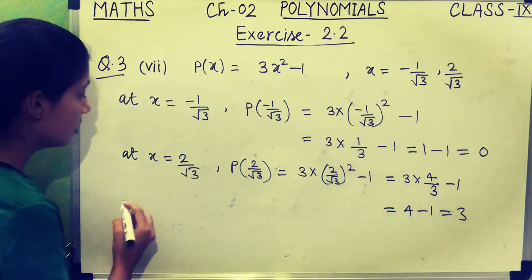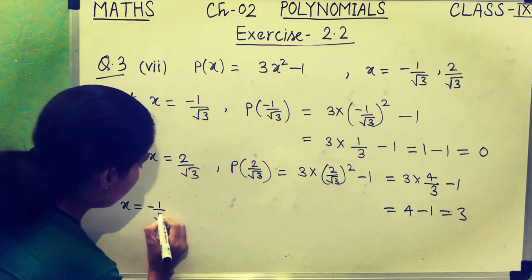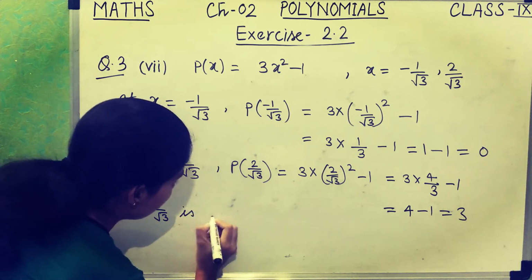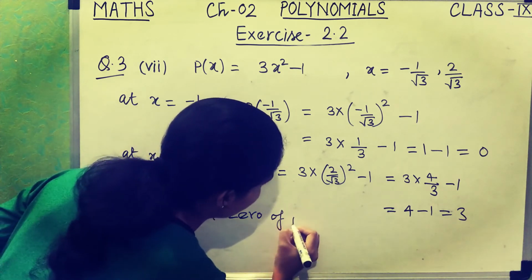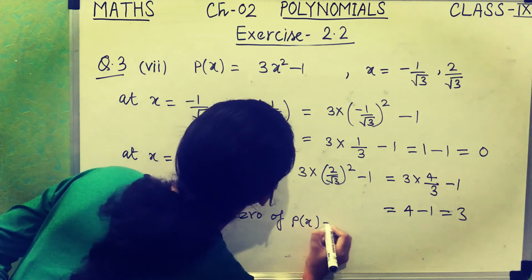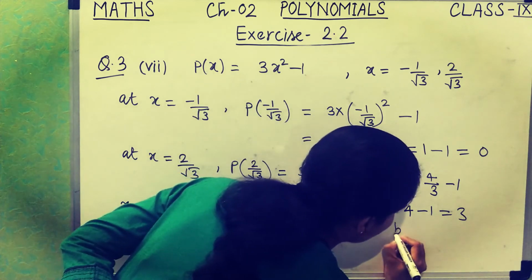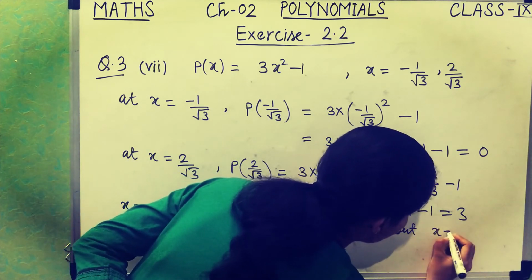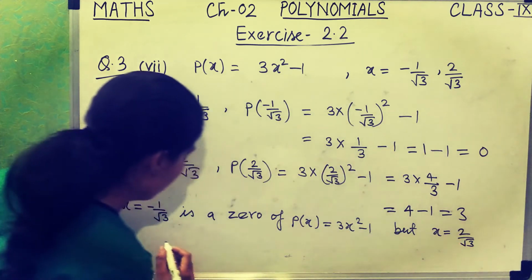So we will write it as x equals to minus 1 upon root 3 is a 0 of p(x), that is 3x square minus 1, but x equals to 2 upon root 3 is not its 0.